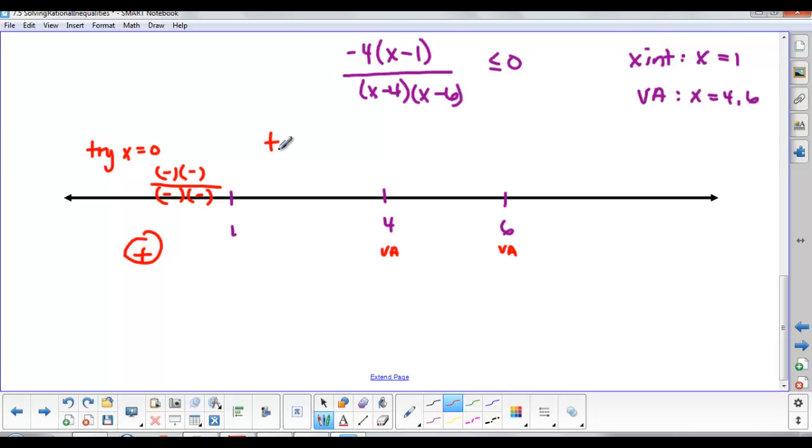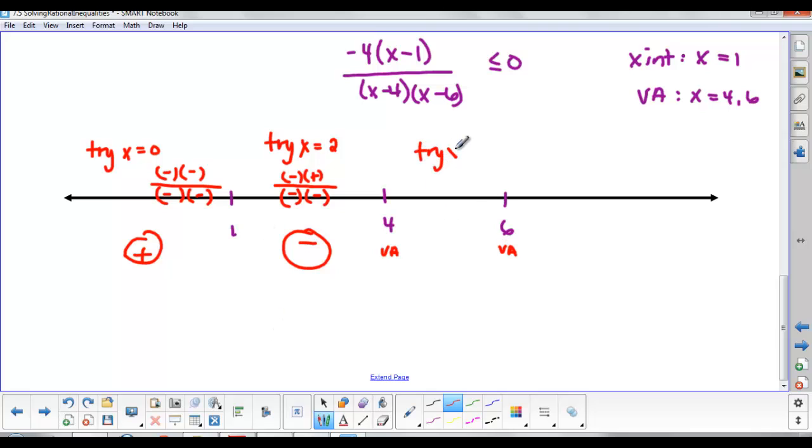Now let's try, let's say x equals 2. Up top, we have negative 4 times, well, 2 minus 1 would actually be a positive value. Subbing in 2 into the bottom, we'd still have 2 negative values. So 3 negatives altogether would keep that interval negative.